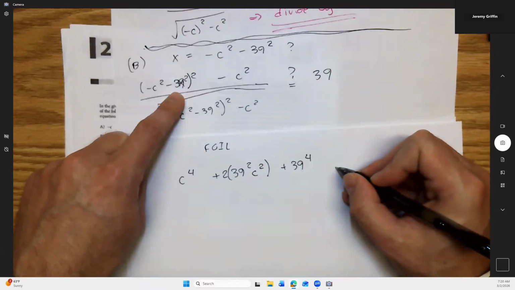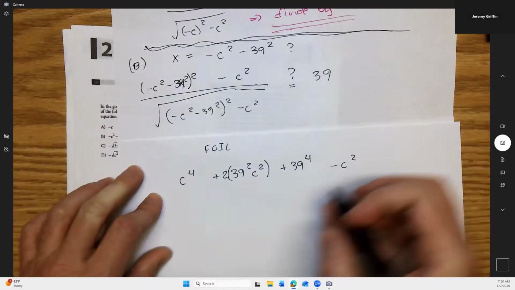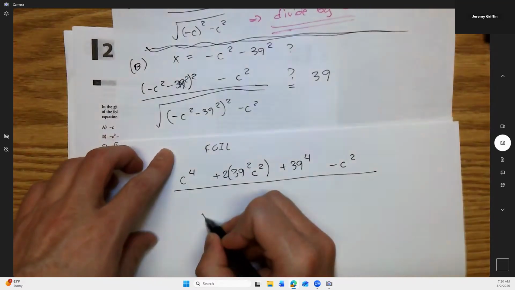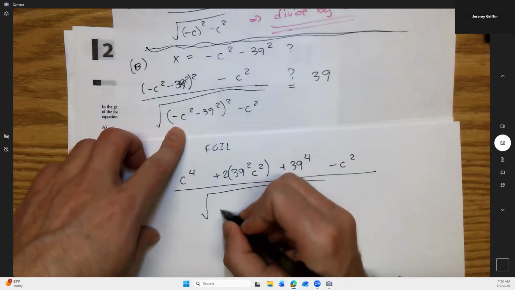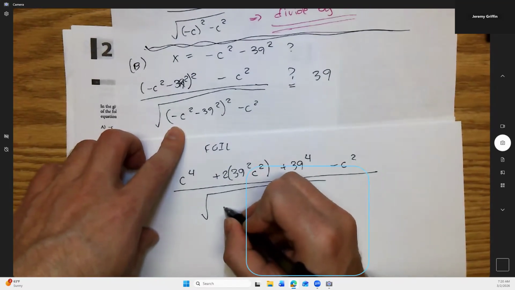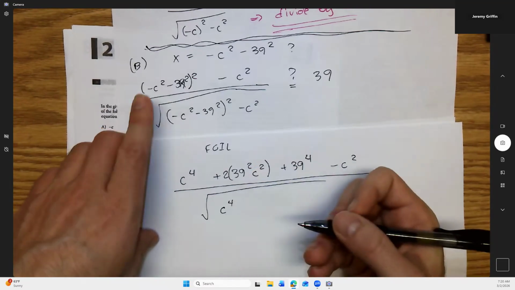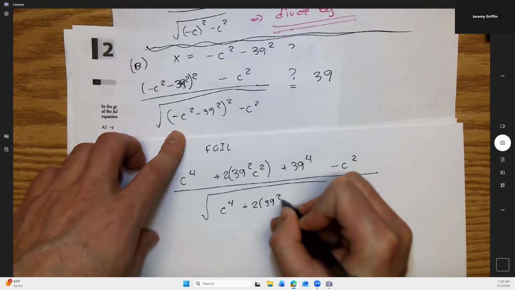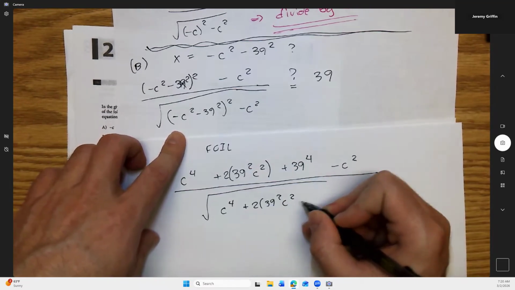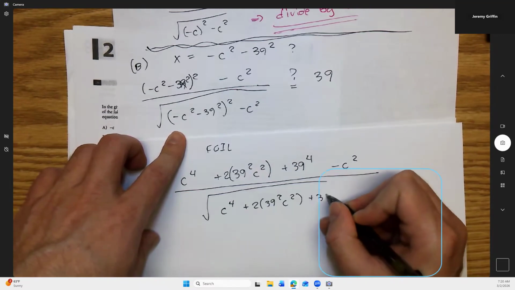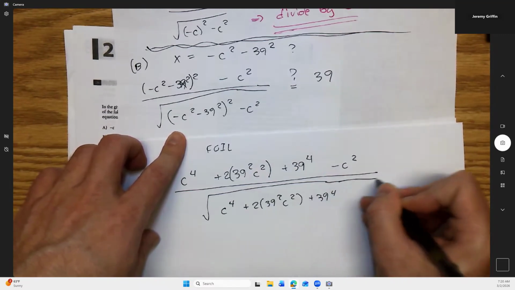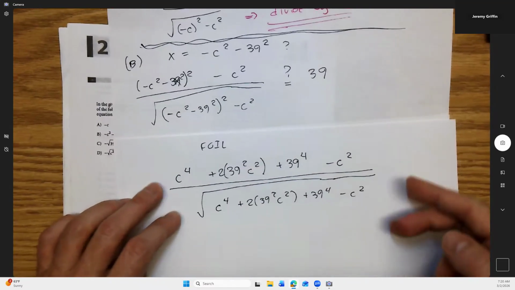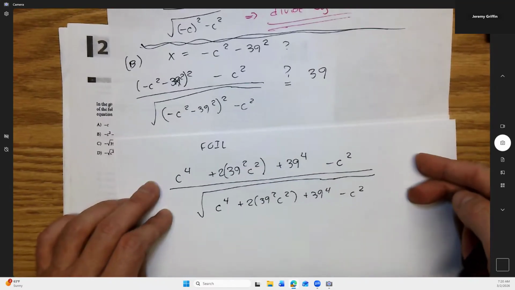Then minus c squared, and this whole thing is over this. So that's c to the 4 plus 2 times 39 squared c squared, and then plus 39 to the 4, and that whole thing minus c squared. My intuition says this is running into a dead end.